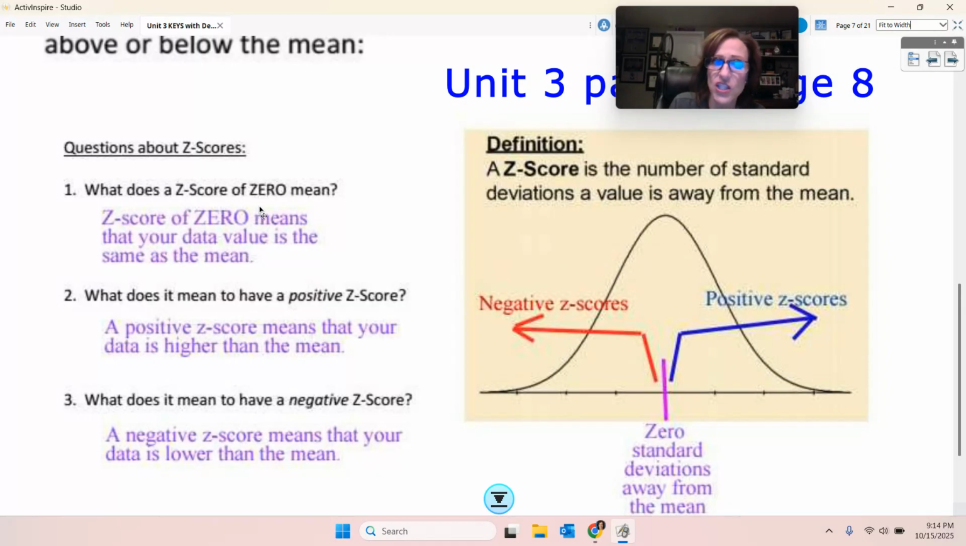A couple of questions here. What does a z-score of 0 mean? Well, that means that your value is the mean. You are right there at the mean. And what does it mean to have positive z-scores? That means you are above the mean. And negative z-scores, of course, means you are below the mean. All right, so let's continue from there.